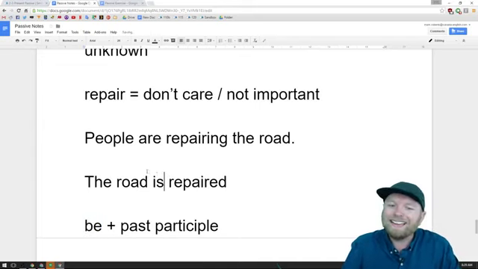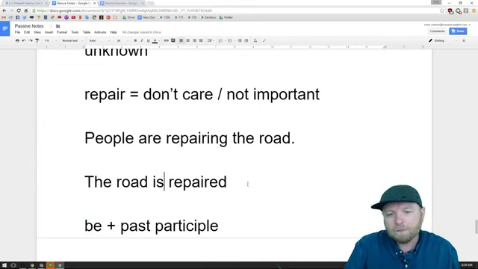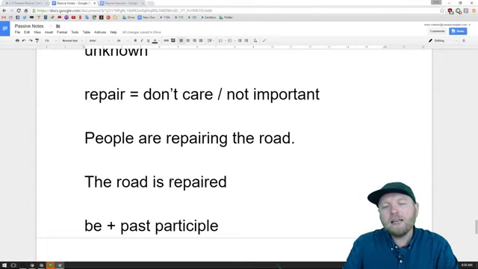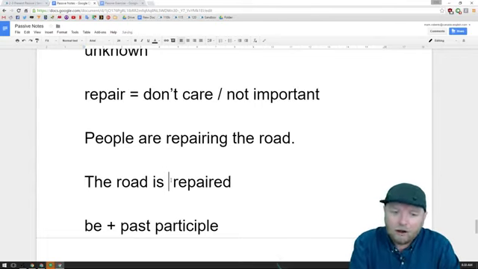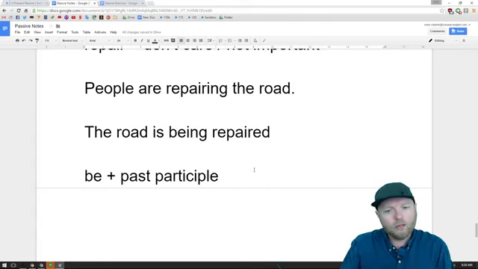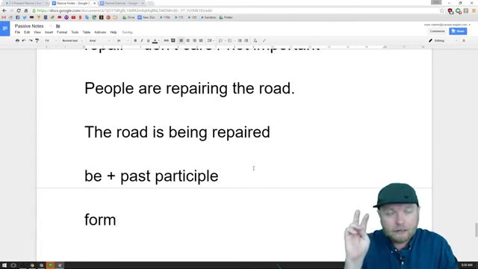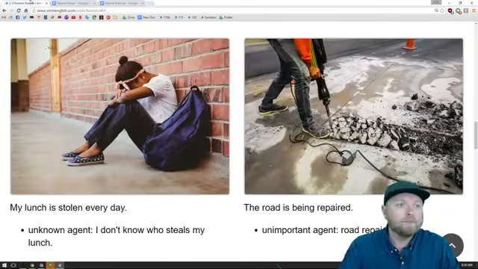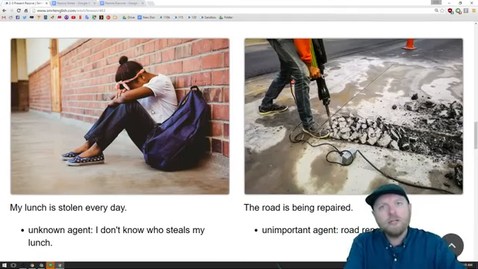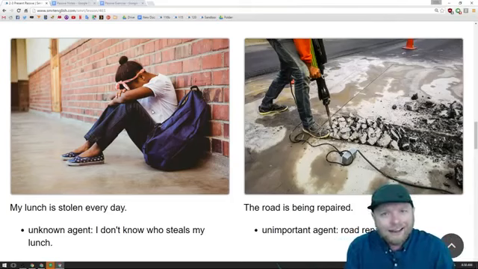The road is repaired. But this doesn't mean now. If you want to say right now, we need to say this: the road is being repaired. Okay? We're going to talk more about the form in 2 minutes. All right. But right now, I just keep thinking about why do we use the passive? Why do we use it?